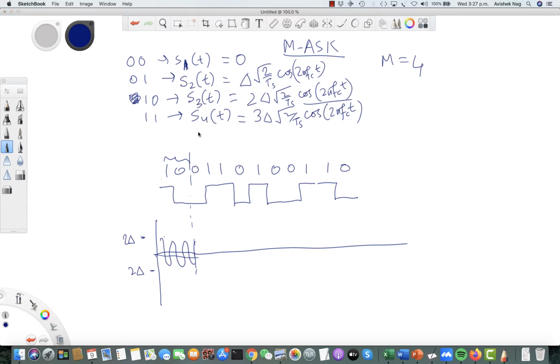Now I have 0 1. When I have 0 1, I am sending S2, which is again the same cosine function, but the amplitude is less. The amplitude is delta, half of that. So I have plus delta and minus delta. So the amplitude here is like this, between minus delta and plus delta. Now when I have 1 0, I am sending S3 again, so I will be doing this.